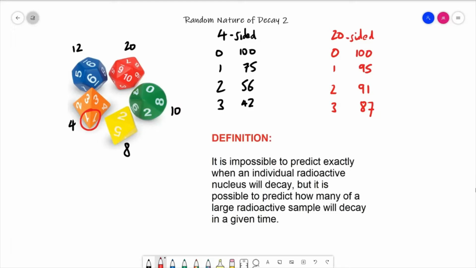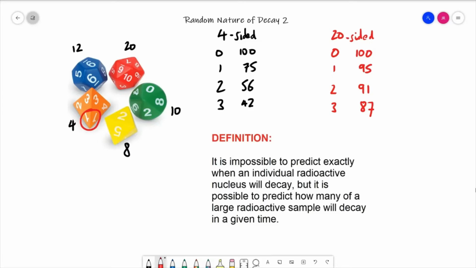You know that if you keep rolling it, eventually it will roll a 1. Okay, it may take a little bit of time. You might do it on the first roll. If you're really unlucky, it might take you 100 rolls to actually get it to roll a 1. But you know that eventually it is going to roll a 1 if you keep doing it.